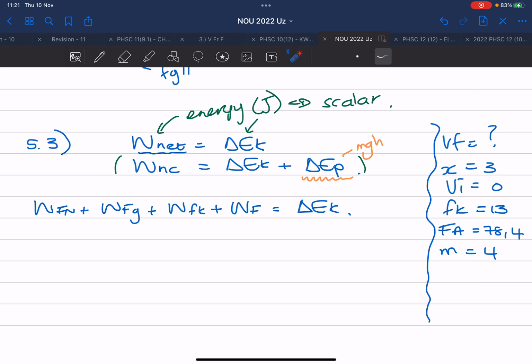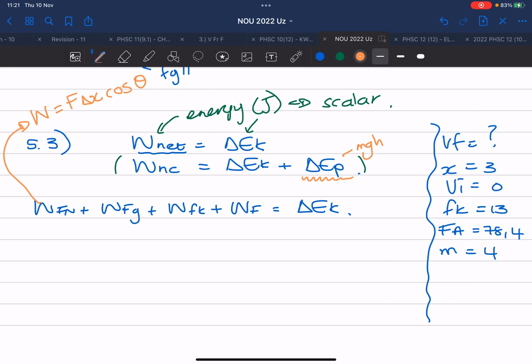The first mistake many people make is they immediately just write Fn, Fg, Fk, blah blah blah. No. Then you lose your marks to 0. The work done due to the normal force. What is the work done again? Remember, the work done is force times the change times the cos of theta.